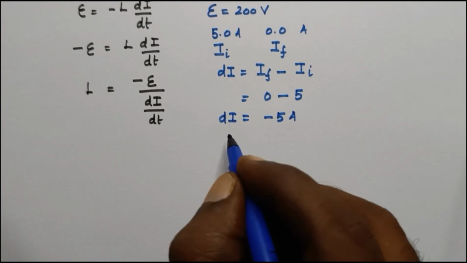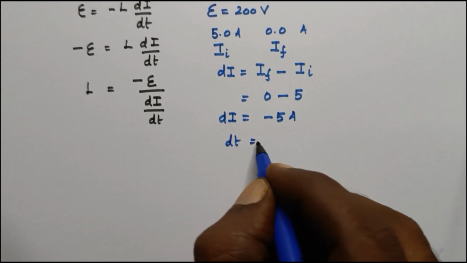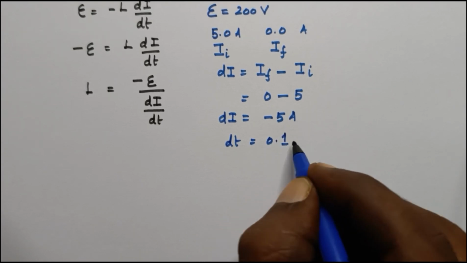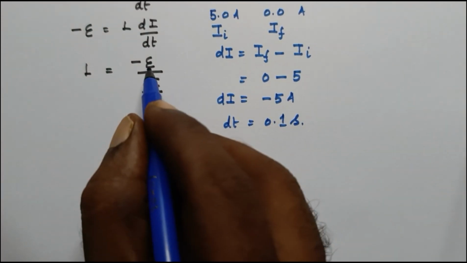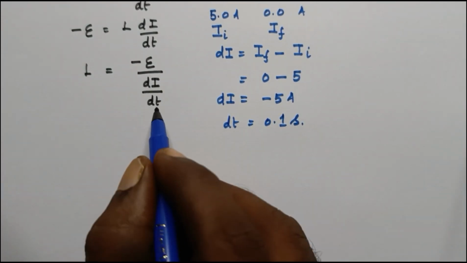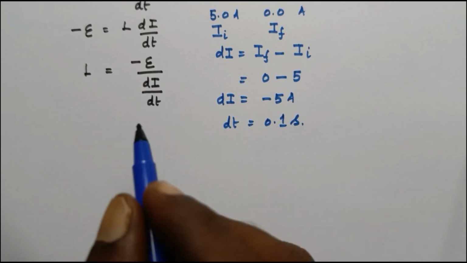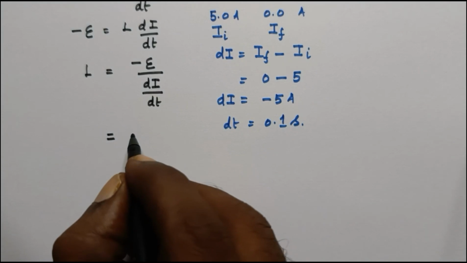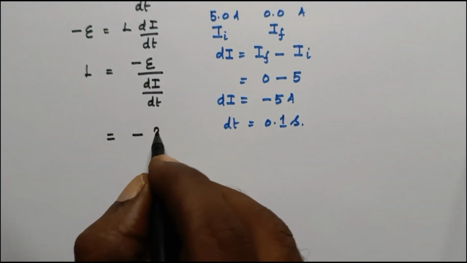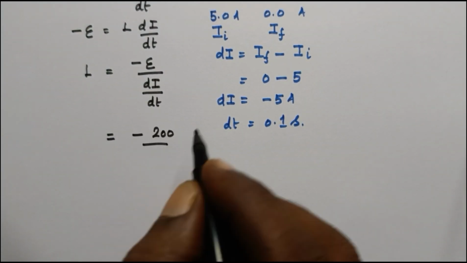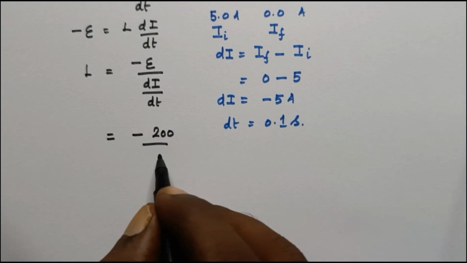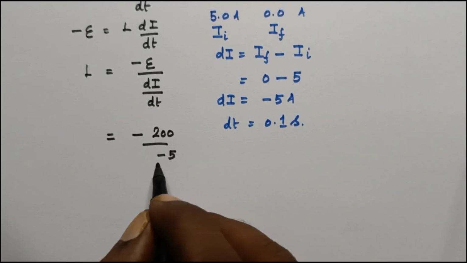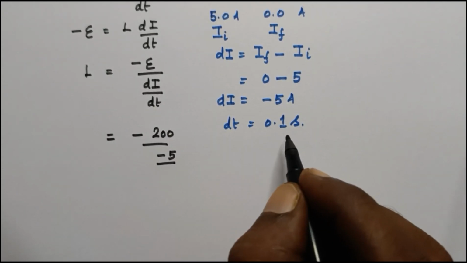Change in time is given. dt is equal to 0.1 second. So we know the value of epsilon, di and dt. Therefore, if we substitute, we will get L is equal to minus, what is epsilon? Epsilon is 200 volt, divided by di, which is minus 5 ampere, divided by what is dt? dt is 0.1.